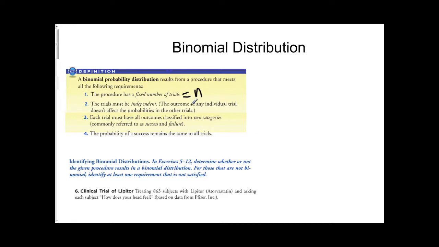The trials must be independent, which means that the outcome of any individual trial won't affect the probability in any other trial. Number three, each trial must have all outcomes classified into two categories, either success or failure. Success we're going to denote S, failure we're going to denote F. The probability of a success remains the same in all trials.